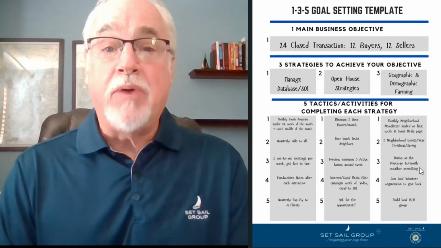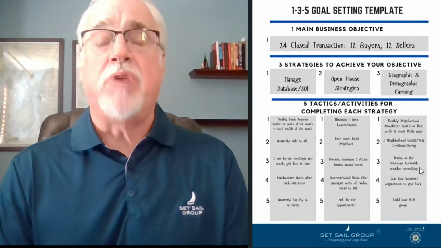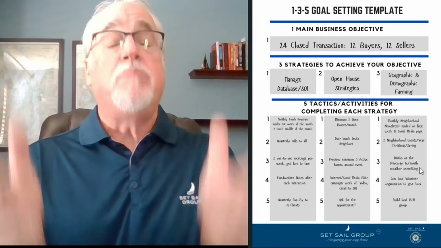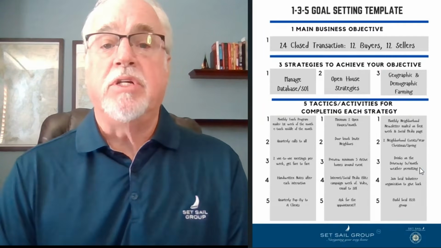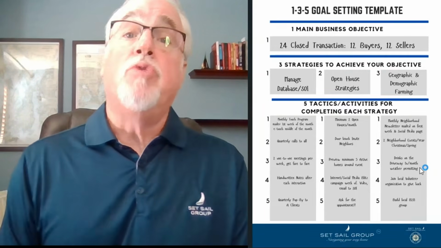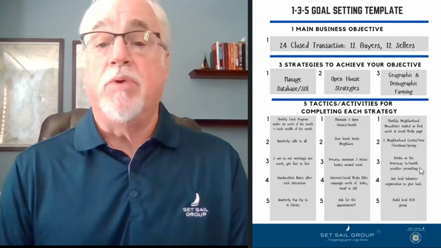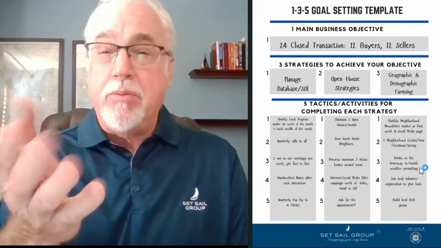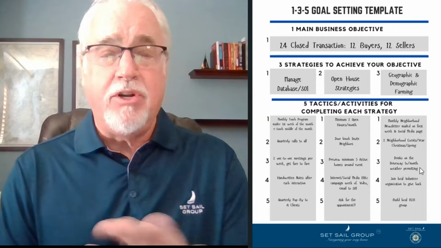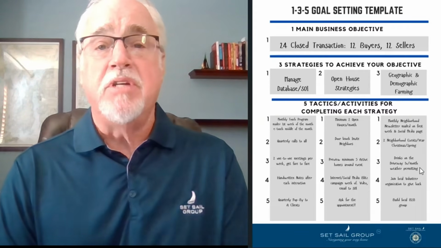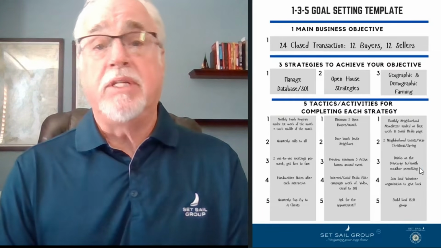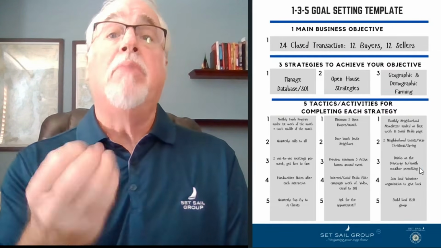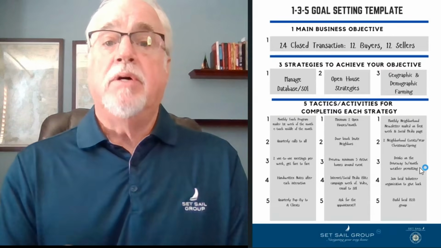So strategy number 2, open house strategies. Now, what are 5 of my tactics or activities that I'm going to put on my goal setting sheet? Number 1, minimum 2 open houses per month. That's an easy one, right? And remember, in our open house class, we talk about how you don't have to just do open houses on weekends. We can focus on doing open houses on weekdays also. So the goal here is minimum 2 per month, okay?